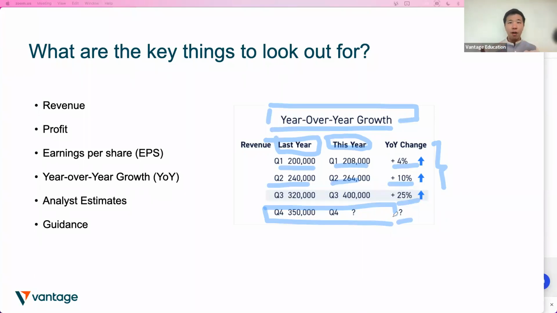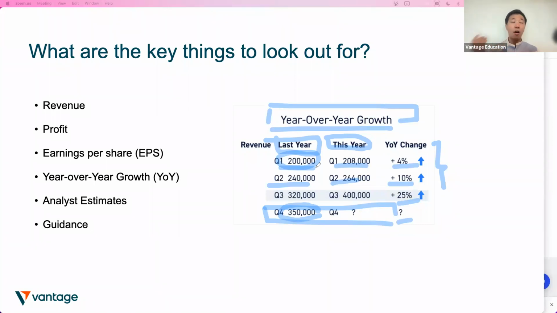So in Q4, my numbers might be maybe 350,000. But if you compare that with the results of Q1, it looks like it's performing a lot better. That should not be the case because you're comparing during that season. Q1, Q2, Q3 might be nothing for this company, but Q4 would be the heavy hitter. And that is one of the reasons why you need to keep a lookout for this thing on year-on-year growth.